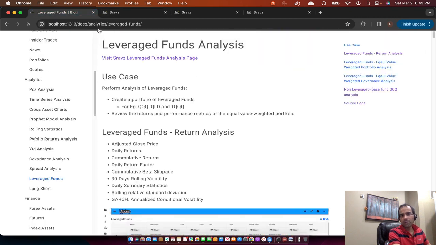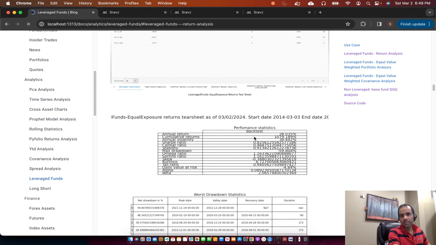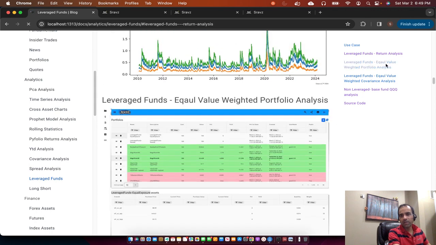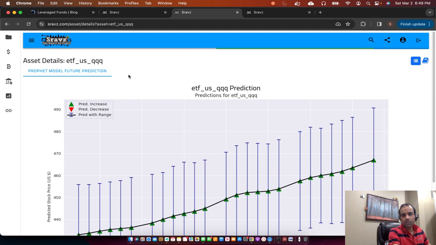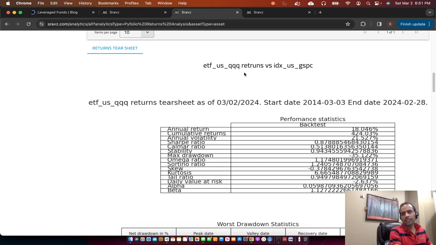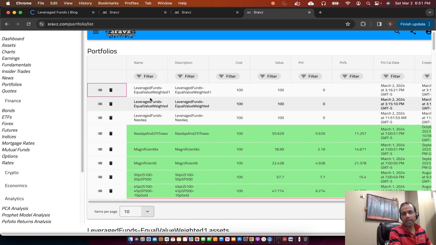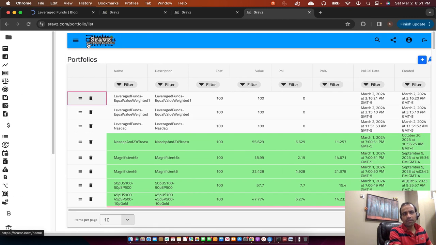We'll go to the documentation. We did the leveraged funds returns analysis, and we discussed this. Now we'll discuss the equal weighted portfolio of leveraged funds, and the equal weighted leveraged funds and non-leveraged base fund QQQ analysis. To do the portfolio analysis, we have to go to this page. We'll do the returns analysis of the base ETF, which is QQQ, and the portfolio of the three assets. We can go to the portfolios page from here.